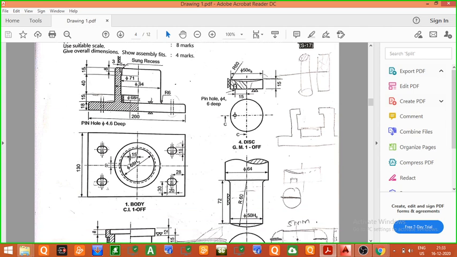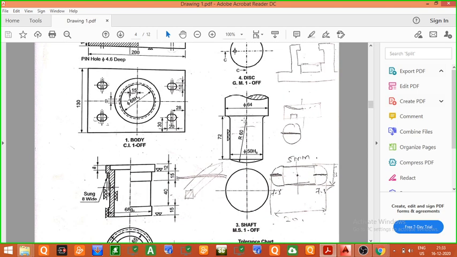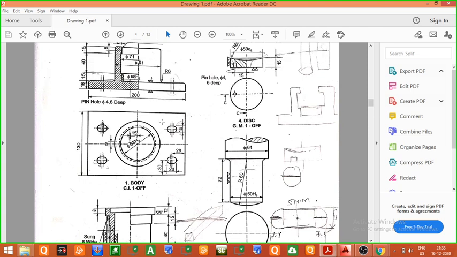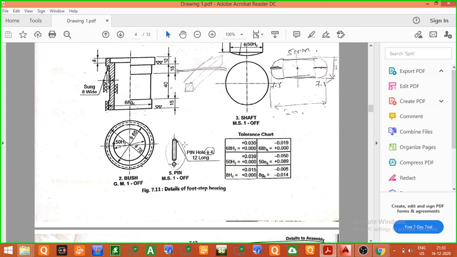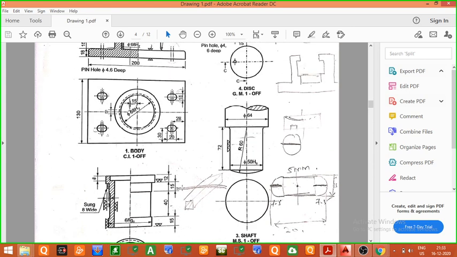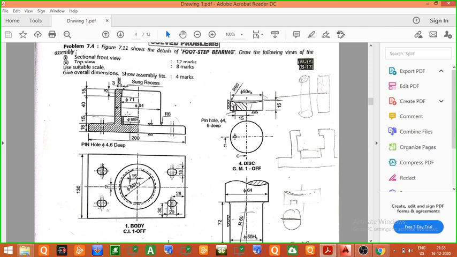The first part of the assembly is the body, the second part is the bush, the third part is the shaft, and the fourth part is the disc. So here the four parts have been given which have to be assembled together, and the last part is the pin. Now the dimensions of all the parts are given. Here all the parts are shown in a half section, but while drawing we will draw the full section.